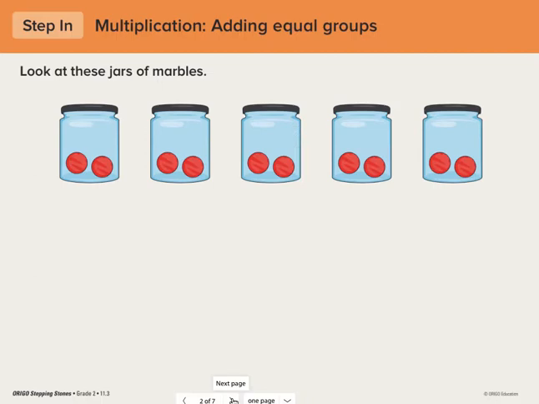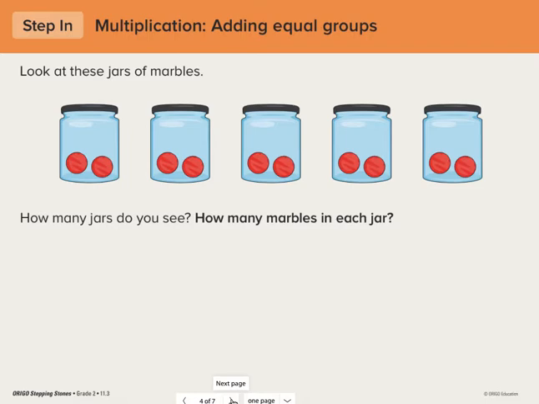First off, it says, look at these jars of marbles. How many jars do you see? Tell me, boys and girls, how many jars do you see? That's the first thing we want to look at. In a snap, I can tell there's 5 jars, right? 1, 2, 3, 4, 5. How many marbles are in each jar? So that is the two things we need to figure out first. We know that there's 5 jars, and I can see in a snap there's 2 in every jar.